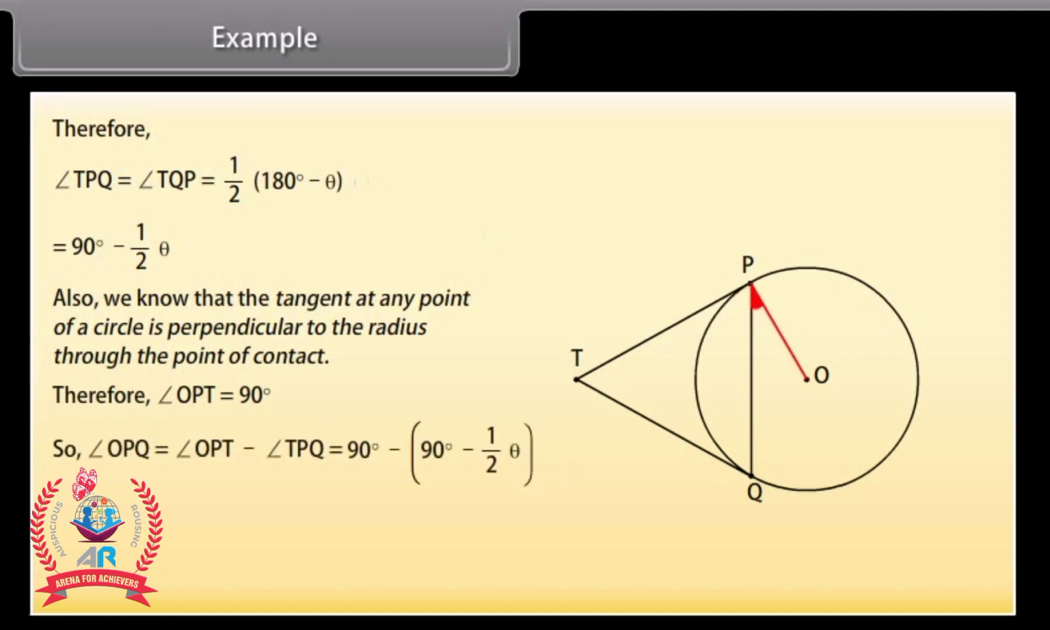So, angle OPQ is equal to angle OPT minus angle TPQ, which equals 90 degree minus 90 degree minus 1 upon 2 theta, equal to 1 upon 2 theta, equal to 1 upon 2 angle PTQ, or angle PTQ is equal to 2 angle OPQ.